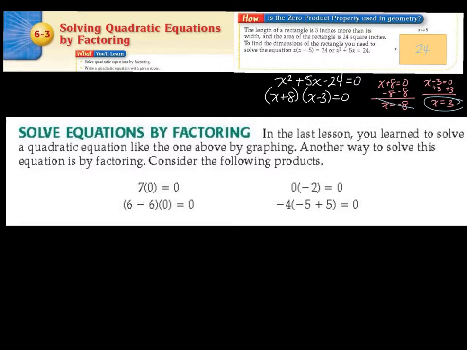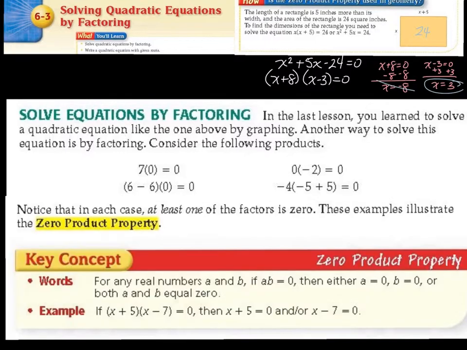Another way to solve this equation is by factoring. Consider the following products. Anything times 0 always equals 0. Notice that in each case, at least one of the factors is 0. These examples illustrate the zero product property. For any real numbers a and b, if a times b equals 0, then either a equals 0, b equals 0, or both a and b are equal to 0.